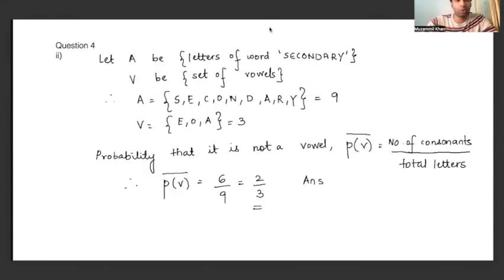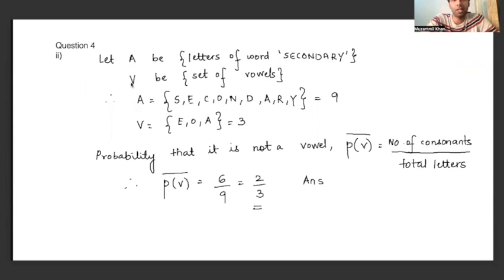Okay, next is question 4, the second part. This was again a very simple question on probability. They could have increased the difficulty level by giving a word in which certain alphabets were repeated, and those alphabets had to be dropped while making the set. But in this case, the word secondary, there is no alphabet that's repeated. So every alphabet finds a unique place in the set A.